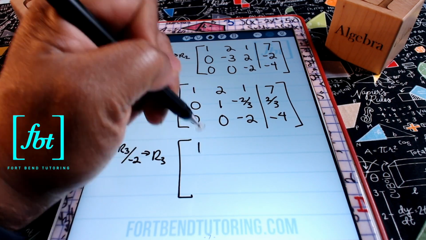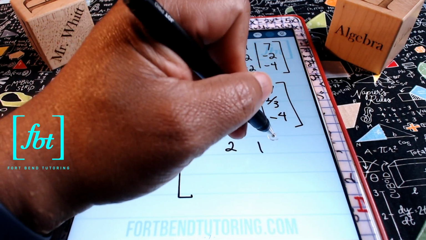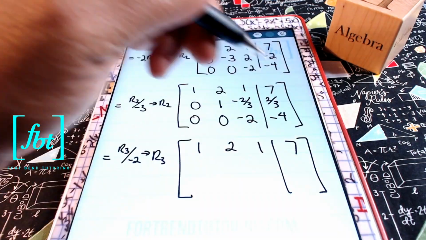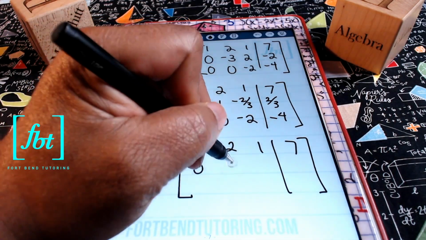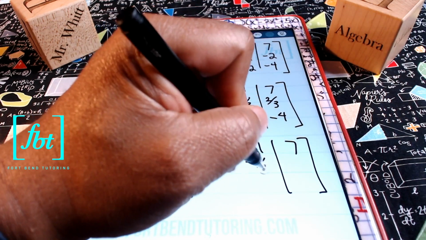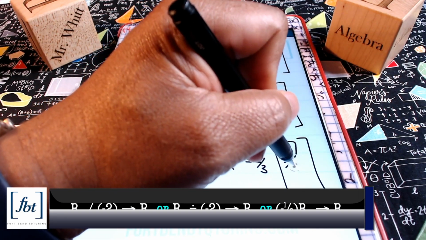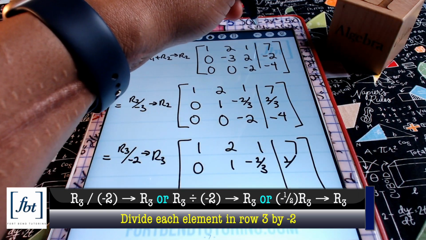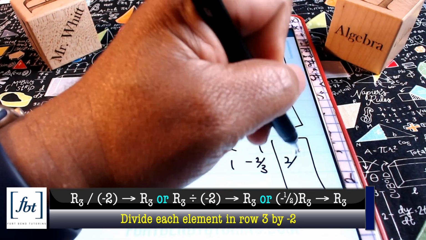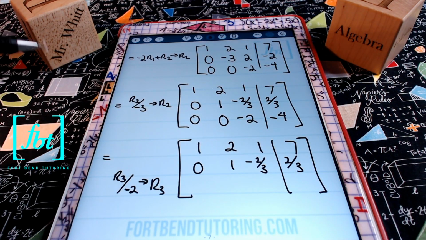So I'm going to bring down row 1 as 1, 2, 1, and 7. Then I'll have 0, 1, -2/3, as well as +2/3. Let's fix the 2. This is a better 2. There we go. Then in the third row, we'll be dividing each and every element by -2.